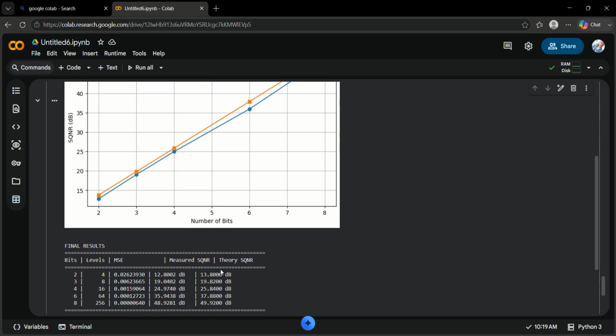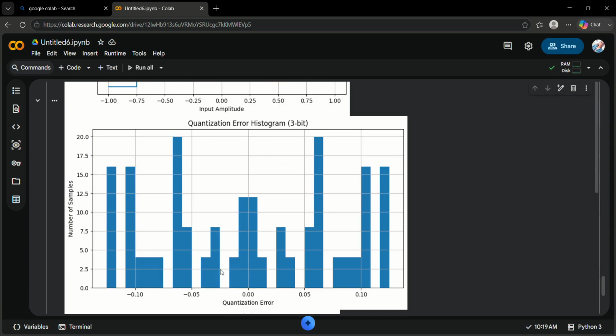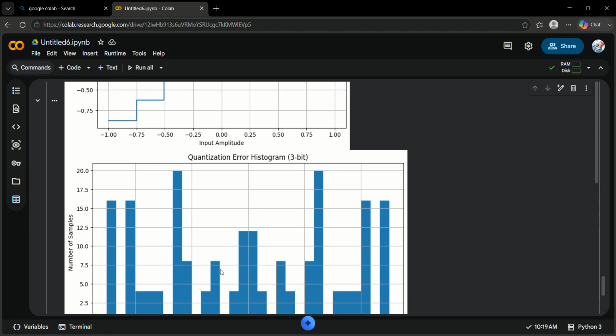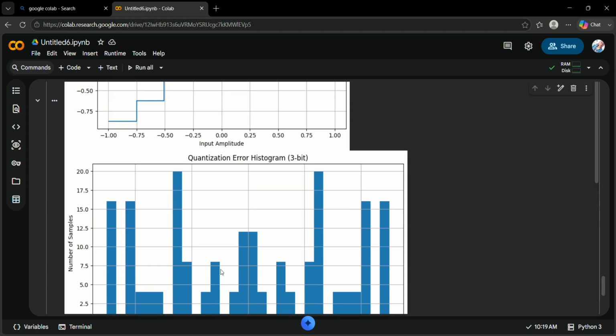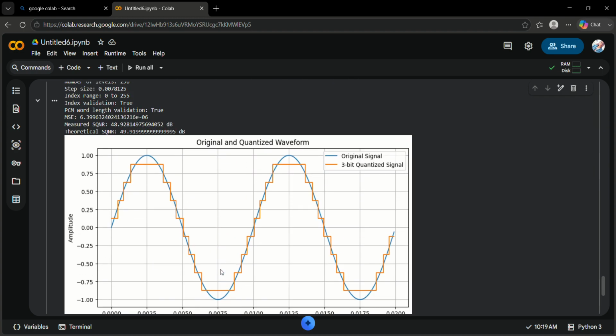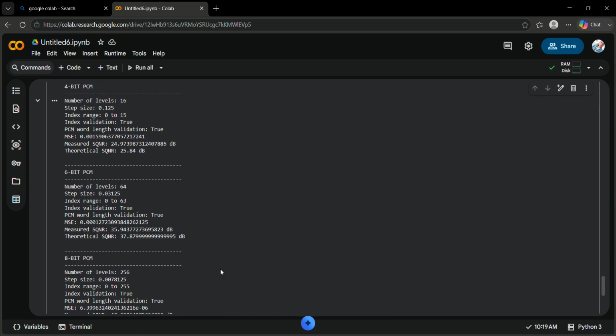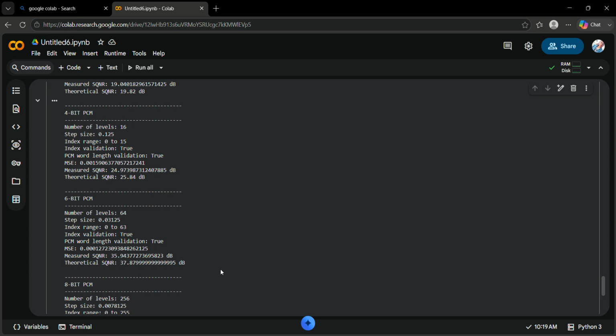To conclude, I successfully implemented uniform quantization and PCM encoding for 2, 3, 6 and 8 bits. I verified the quantizer indices and the PCM word lengths using the mandatory validation. I also calculated MSE and SQNR and compared the measured SQNR with the theoretical value. This experiment shows that higher bit resolution gives more quantization levels, lower quantization error and higher SQNR.